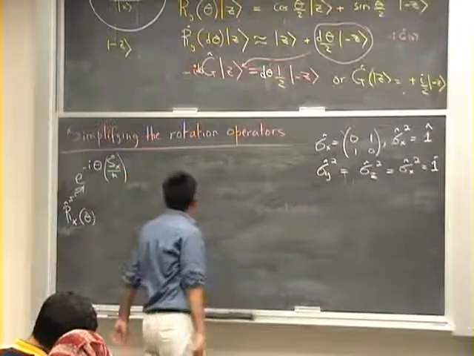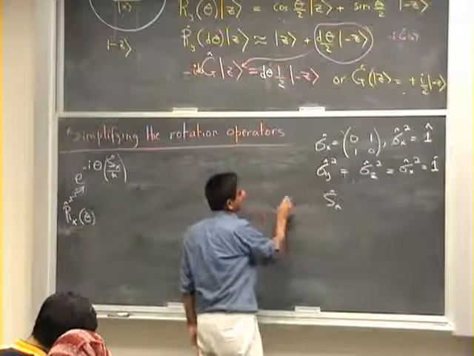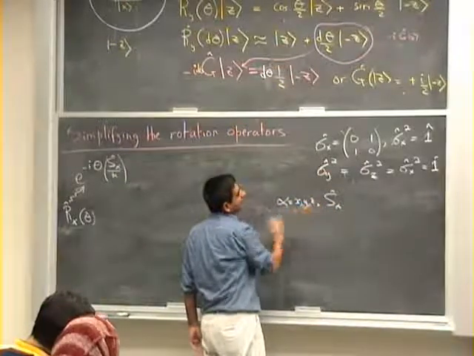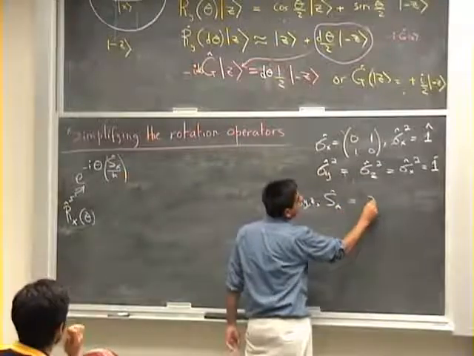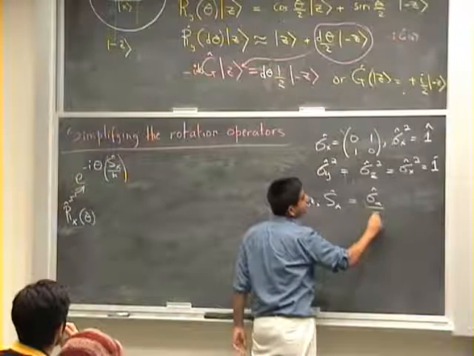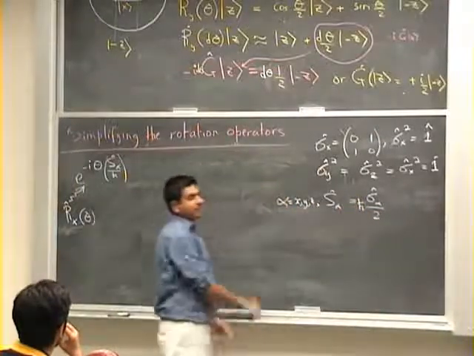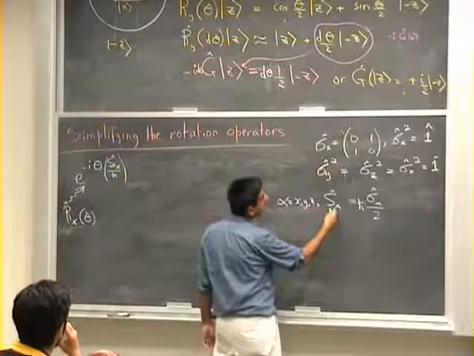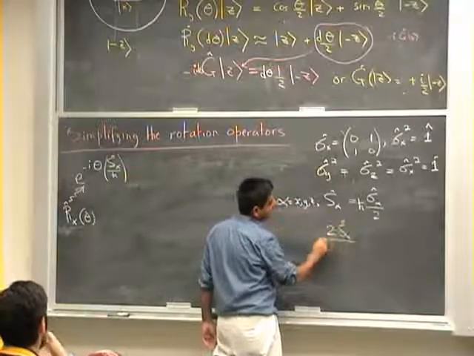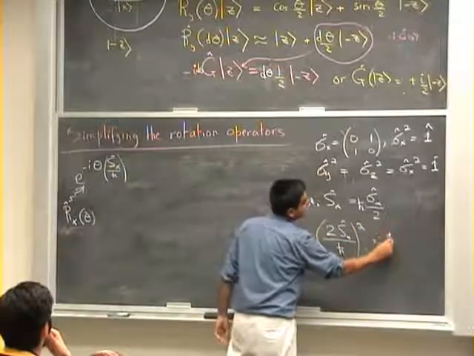Okay. But our Sx, our S alpha, where alpha could be x, y or z, S alpha is really the Pauli operator divided by 2 multiplied by h bar. So if I multiply the spin operator by 2 and divide by h bar and then I square it, I will get the identity operator.